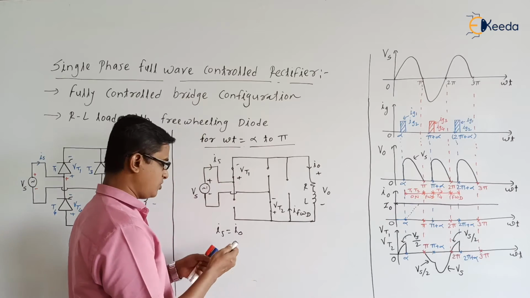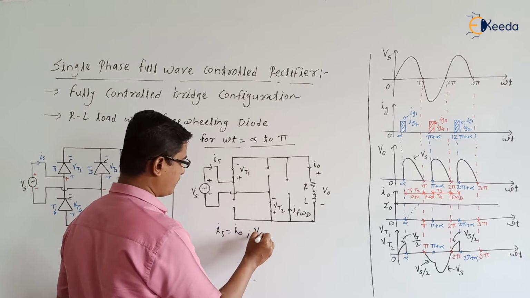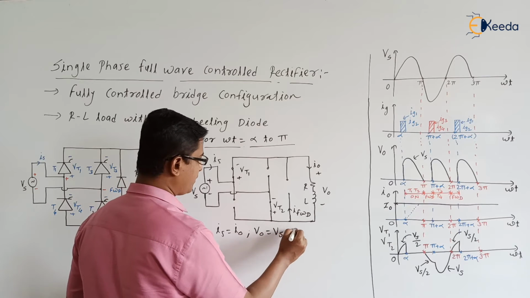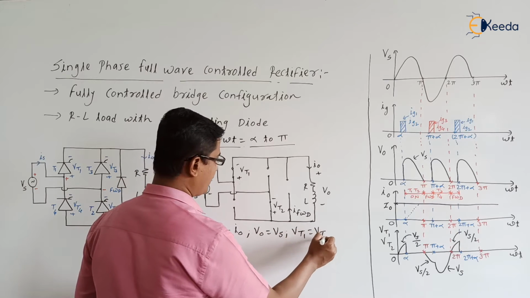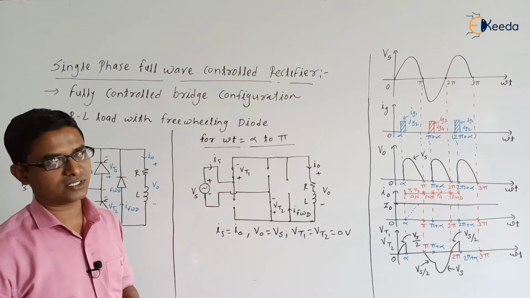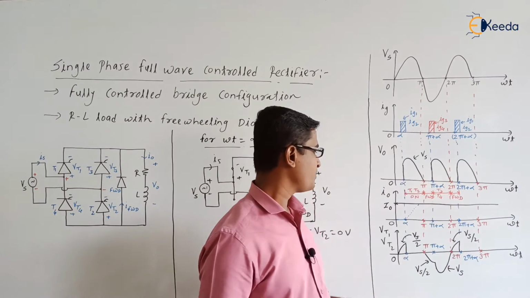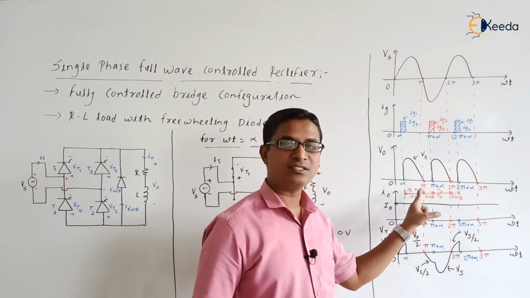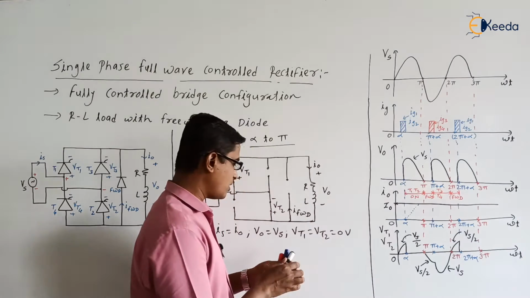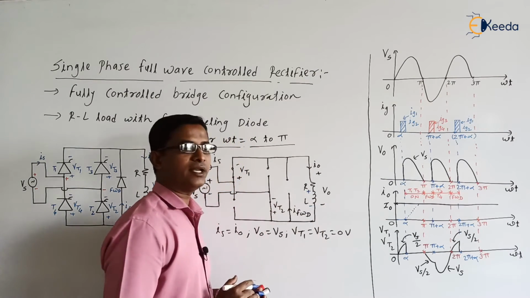Next, what is V0? If you check, V0 is equal to Vs, and Vt1 is equal to Vt2, which is equal to what? 0 volt, because thyristors are acting as a short circuit. So from omega t is equal to alpha to pi, V0 is Vs, and I0, for the very first cycle, is increasing slowly, and the inductor goes on storing the energy, right?